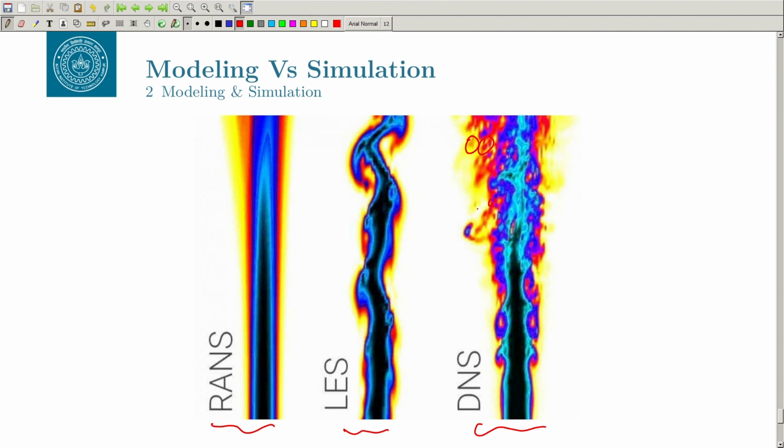In the next class, we will start getting the full picture of the RANS. We will start with the RANS equations first for incompressible flow, then for compressible flow, and then we will see what turbulence models we require to solve these kinds of problems. With that, thank you very much. We will meet in the next class.